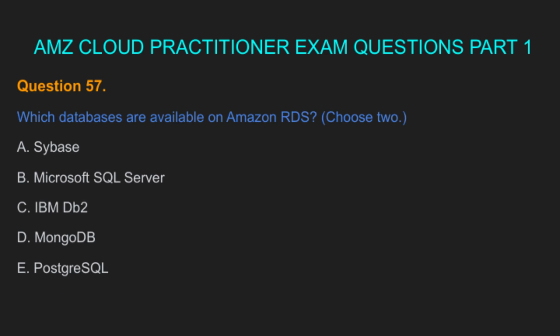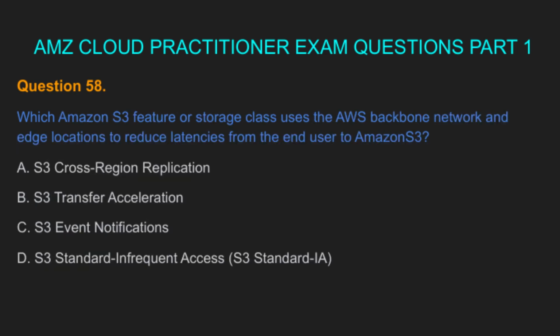Question 57. Which databases are available on Amazon RDS? Choose 2. A. Sybase. B. Microsoft SQL Server. C. IBM DB2. D. MongoDB. E. PostgreSQL. The answer is B and E. Amazon RDS supports a wide range of popular relational databases, including Amazon Aurora, MySQL, PostgreSQL, MariaDB, Oracle Database, and Microsoft SQL Server.